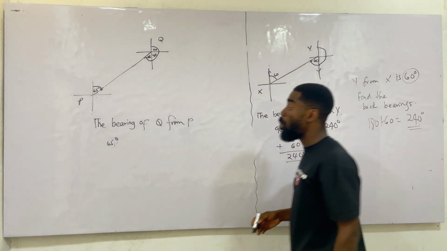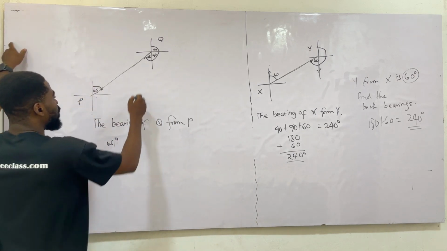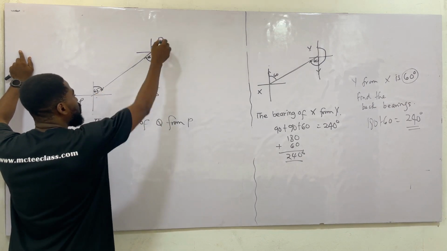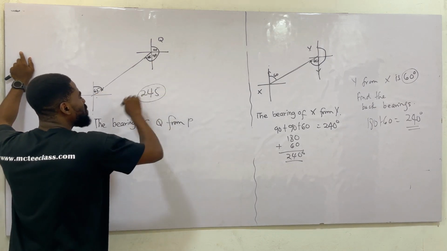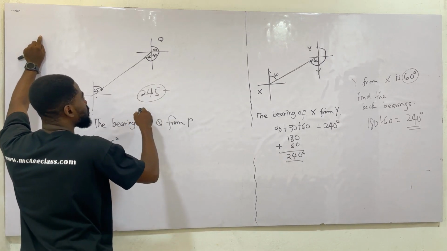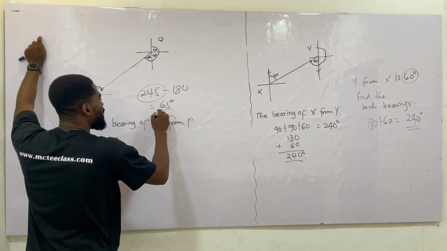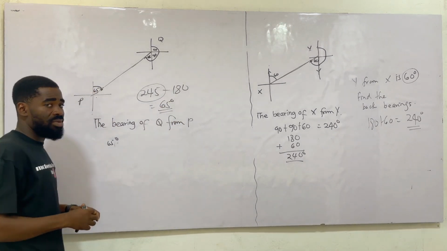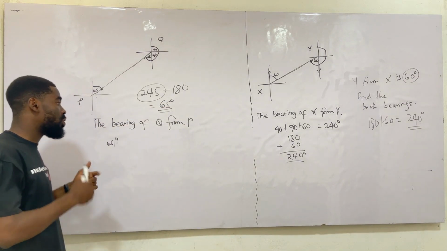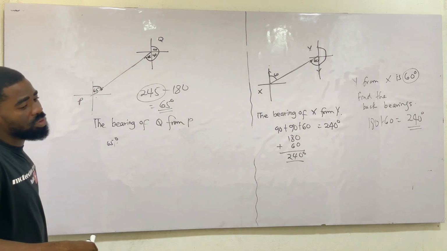If the angle given is more than 180, subtract the 180 from it. Like here, we are given 245 degrees as the bearing of P from Q. So the angle given is more than 180. Subtract the 180 from the angle, and that gives you 65 degrees. So this is the simplest way of doing it in Section A. If you are drawing it in an exam, what I've taught you is very powerful and you need to know how to do it.